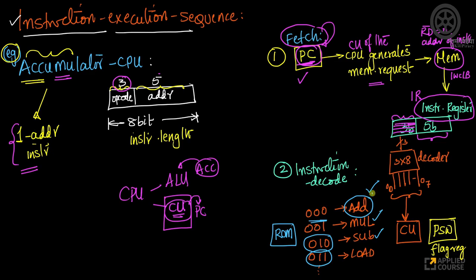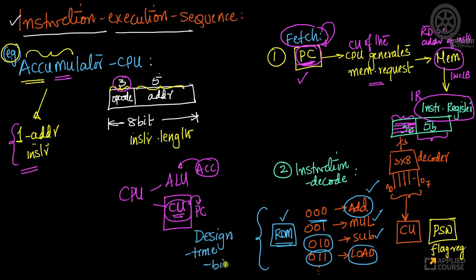So which binary encoding corresponds to which operation, either a load operation or an arithmetic or logical operation, this is sometimes stored within a ROM. A ROM is a read-only memory. You can't write to it. It's like fixed memory. Sometimes it is written in a ROM, and this whole thing is called design time binding.